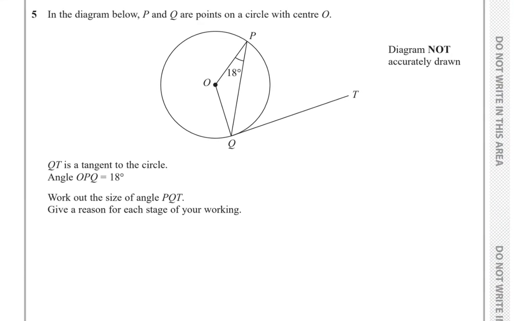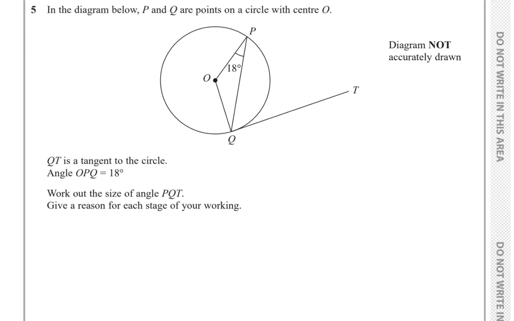Okay, in the diagram below, P and Q are points on the circle with centre O. QT is a tangent to the circle. If OPQ is 18 degrees, give a reason for PQT. So PQT, P to Q to T, we're after that angle there. Okay, well, what do we know in this? Well, the first thing we know is that angle OQT is 90 degrees.